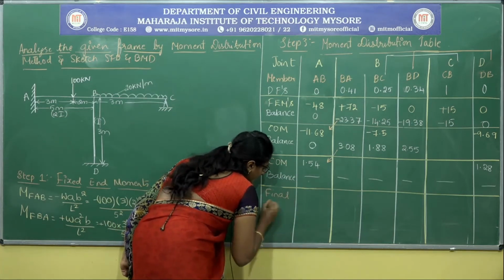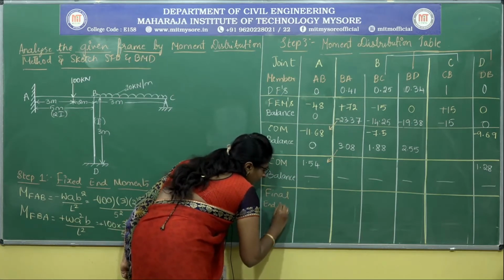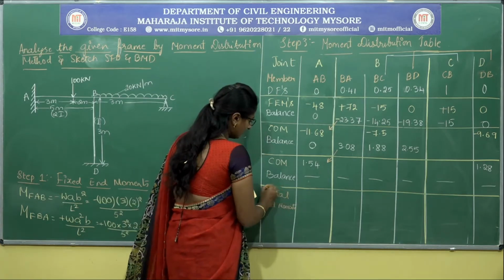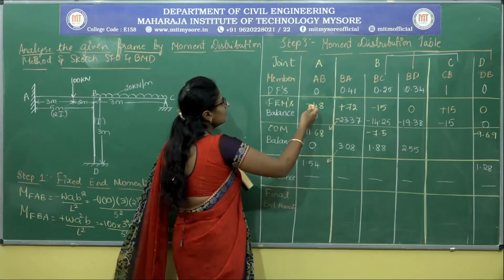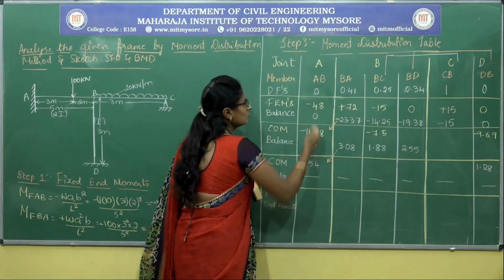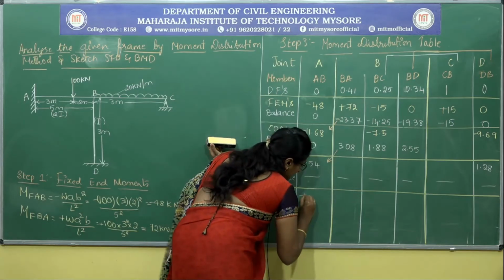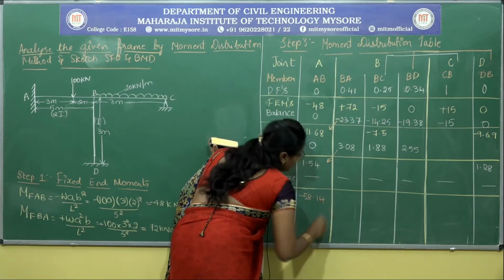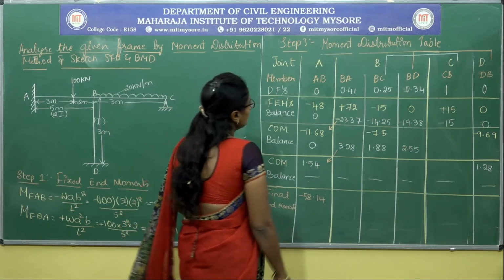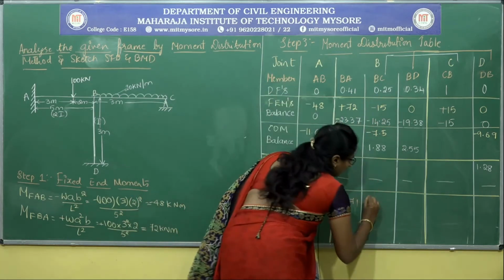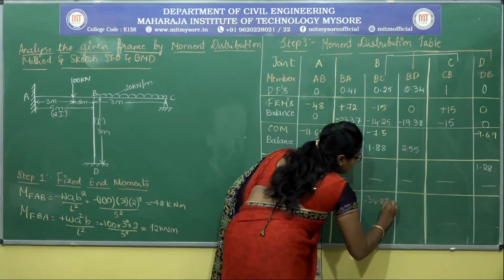Final end moments. So for this, we need to consider moments from fixed end moments. So minus 48, minus 11.68 and 1.54 will give you minus 58.14. Then at BA, 51.71. For BC, minus 34.87.